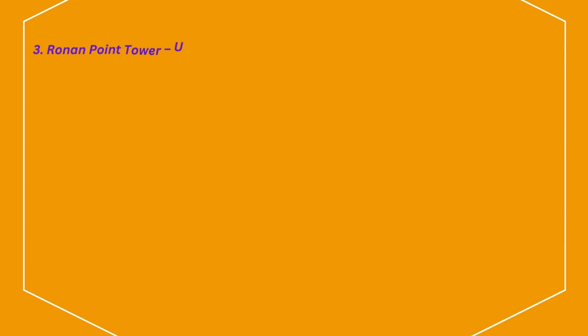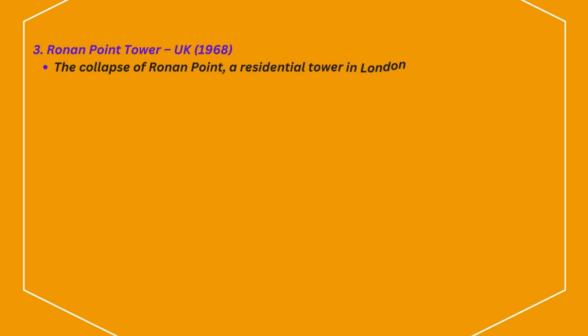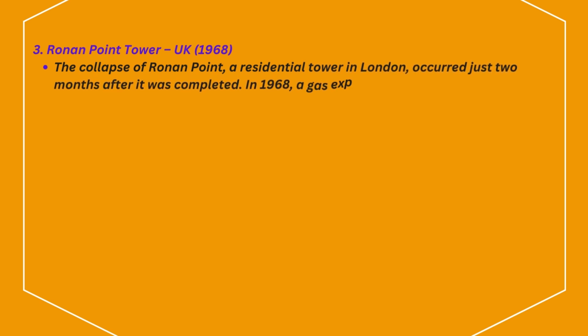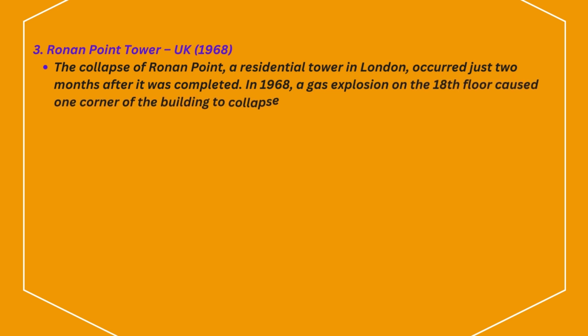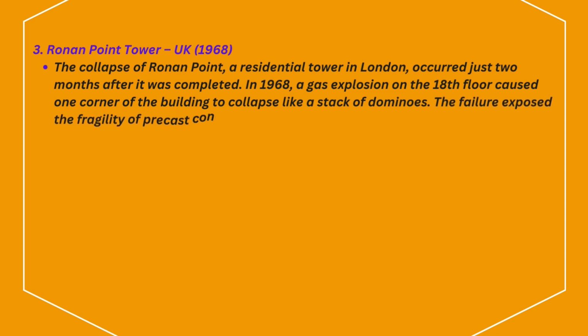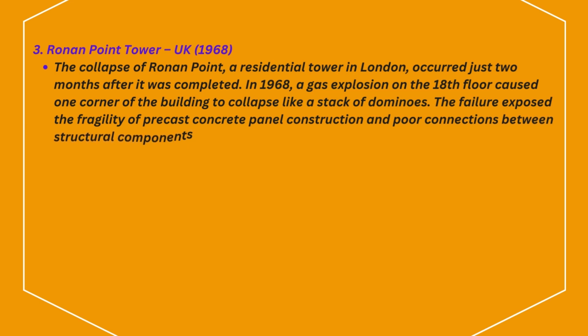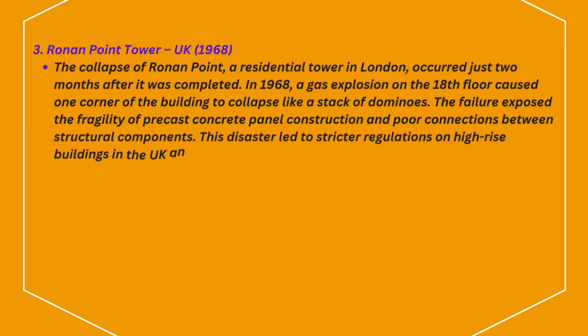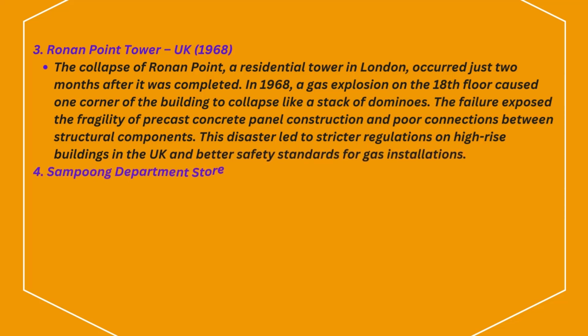3. Ronan Point Tower, UK, 1968. The collapse of Ronan Point, a residential tower in London, occurred just 2 months after it was completed. In 1968, a gas explosion on the 18th floor caused one corner of the building to collapse like a stack of dominoes. The failure exposed the fragility of precast concrete panel construction and poor connections between structural components. This disaster led to stricter regulations on high-rise buildings in the UK and better safety standards for gas installations.